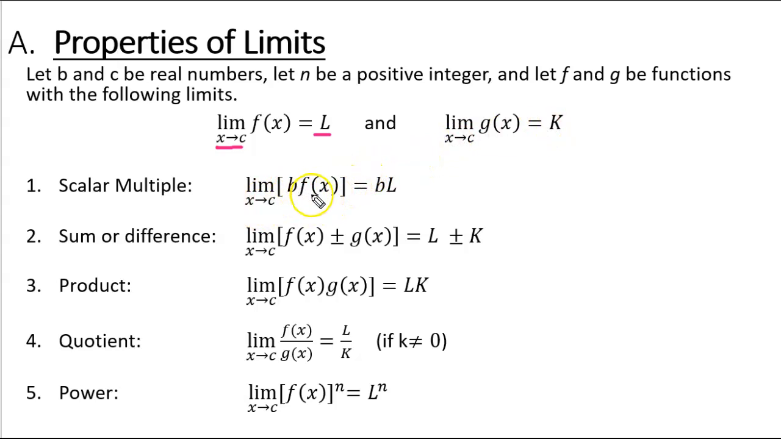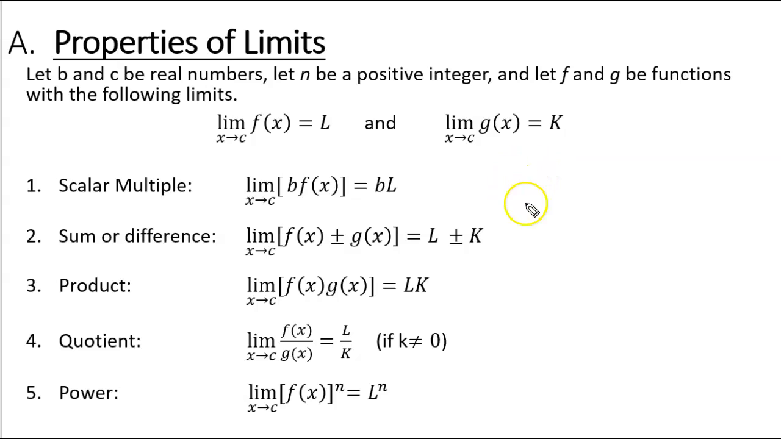If you take the limit of f, but f is being multiplied by b, then you still get the same limit L, it's just that now the limit's being multiplied by b. So basically, if you multiply the inside by b, the output will be multiplied by b. And we call that a scalar multiple. You don't need to memorize the name.